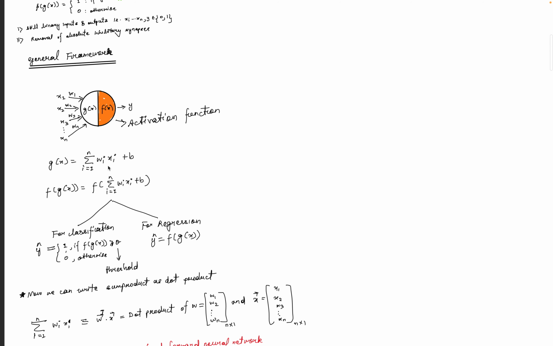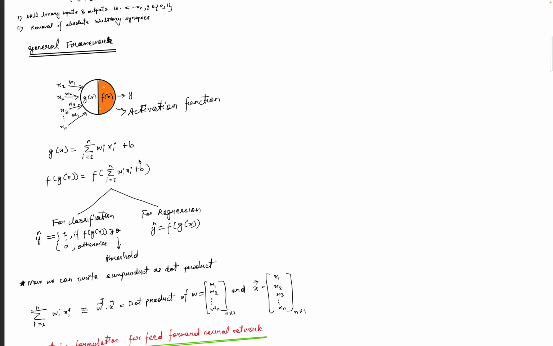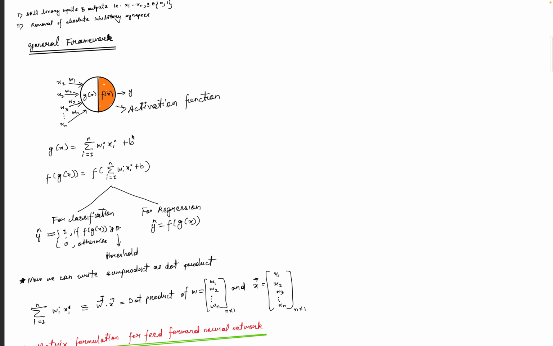It will produce the sum product of the input, it will add a bias. Now why do we add the bias? There are different advantages of adding the bias, but one advantage is that it will shift the activation function. Now what is activation function, we'll see, but for now you can just assume that adding b is advantageous for our purpose.